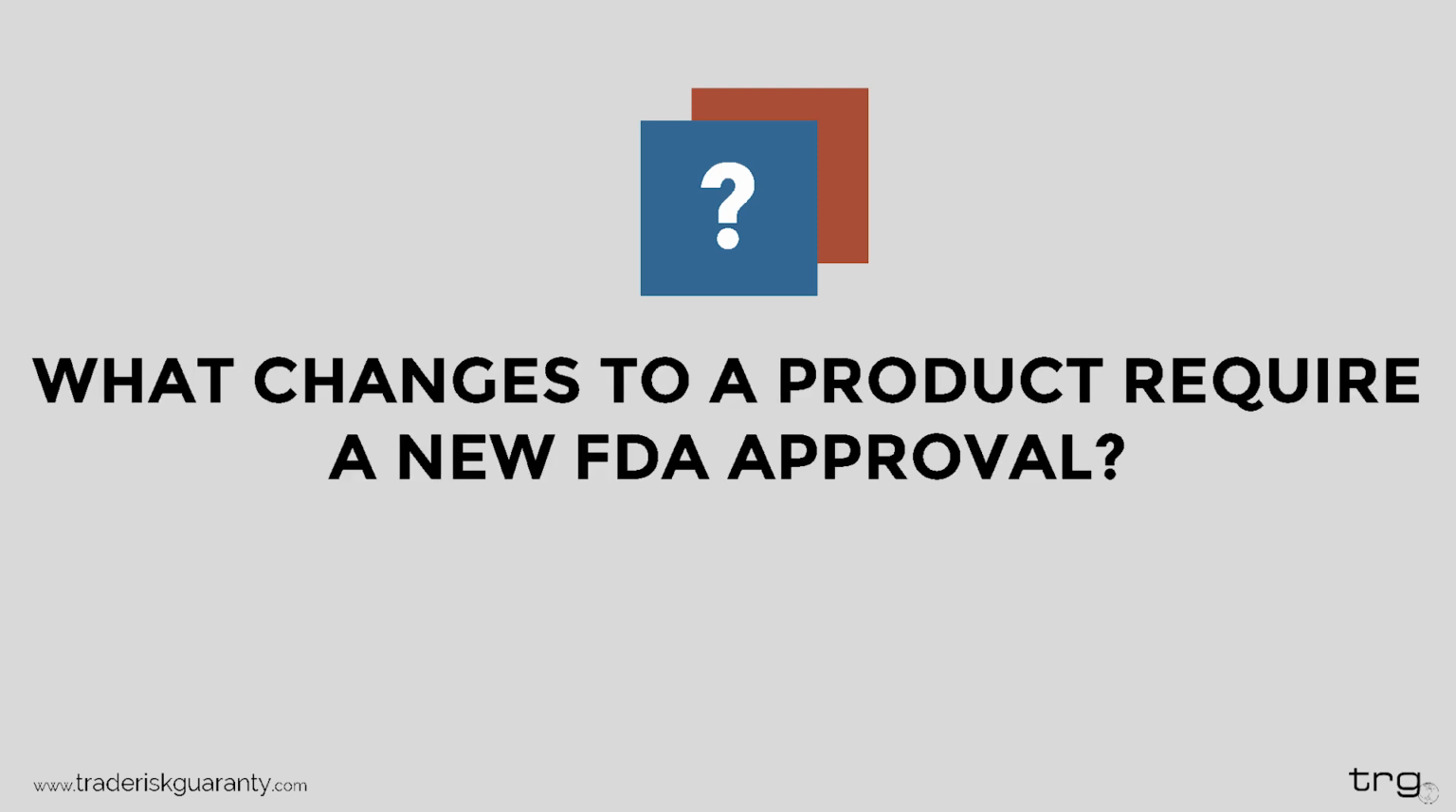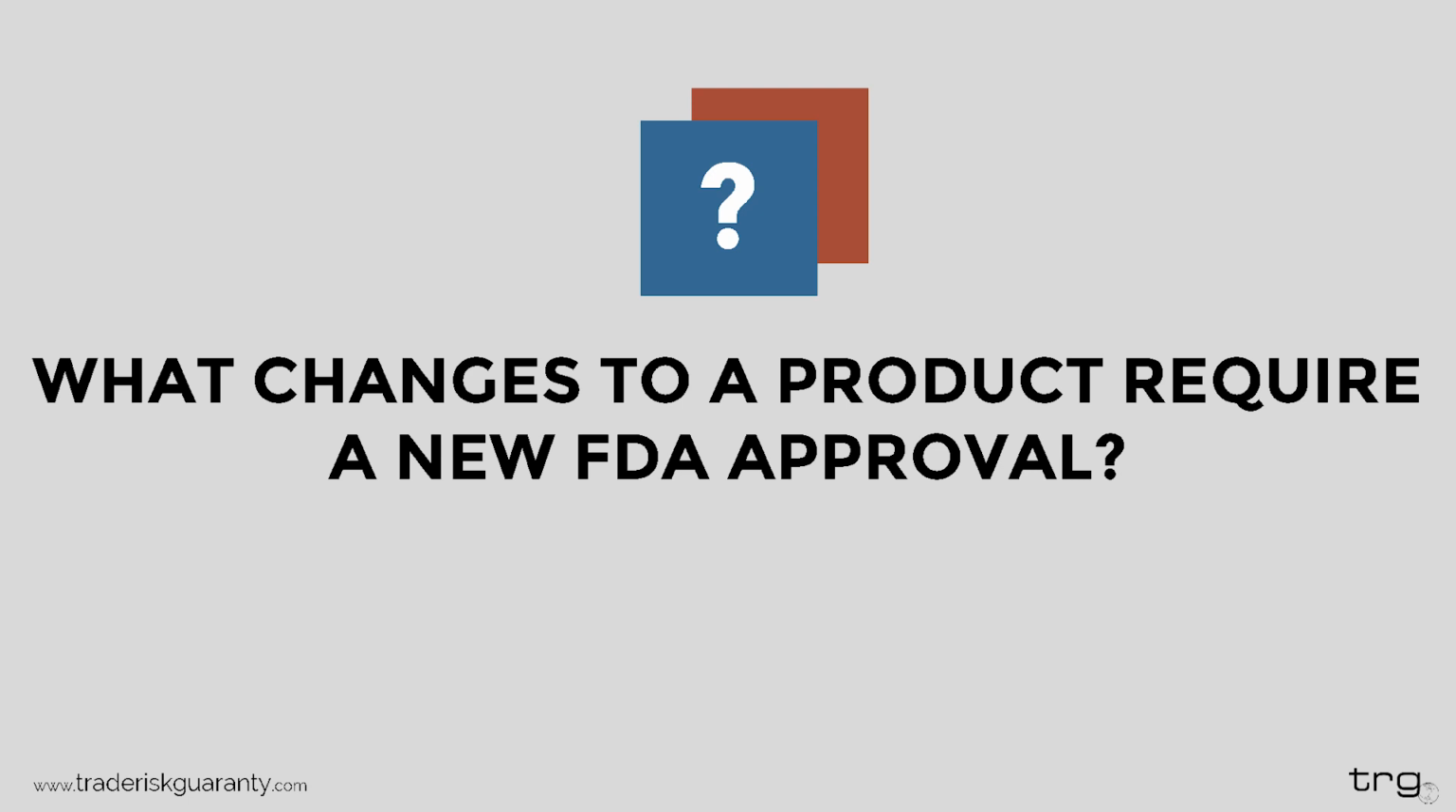Another question we received was, what changes to a product require a new FDA approval? This may not be the answer you were hoping for, but the safest option is to seek a new approval whenever any change is made to a product. This is especially true if any material changes have been made to the product itself. And by material, I don't only mean the actual physical material, but also anything that changes any aspect of how the product functions or is assembled.